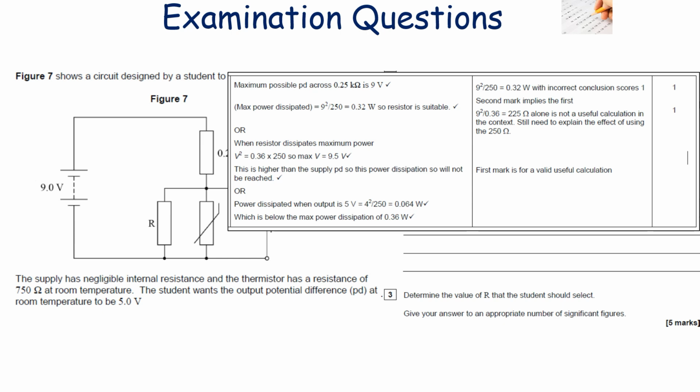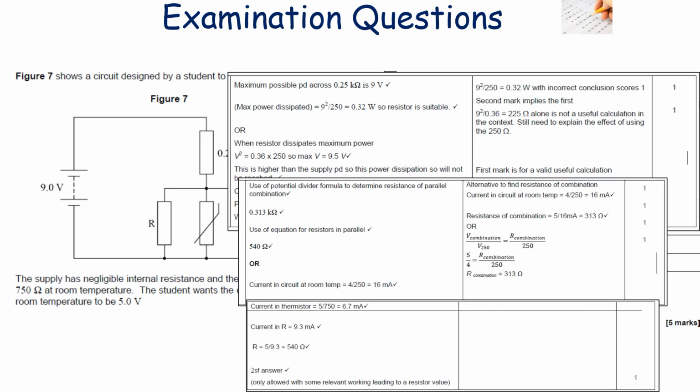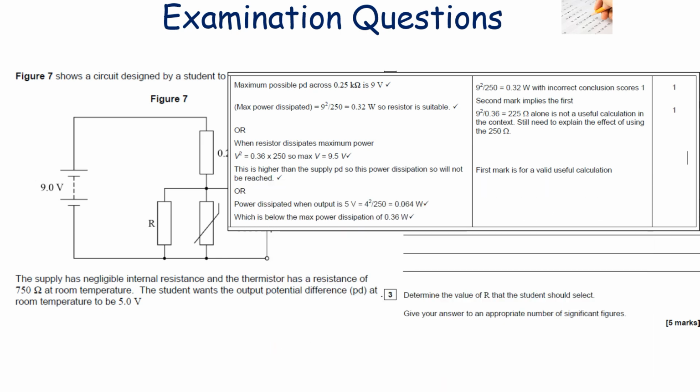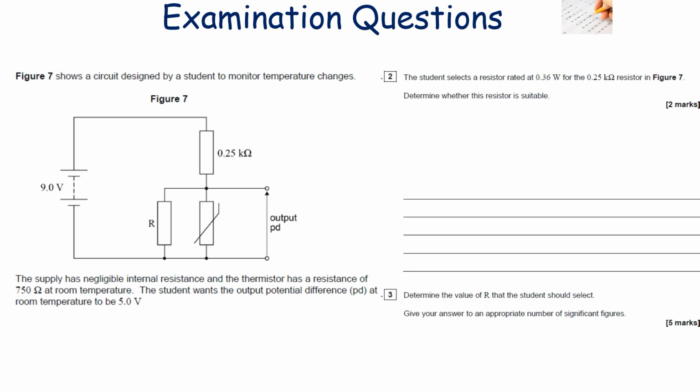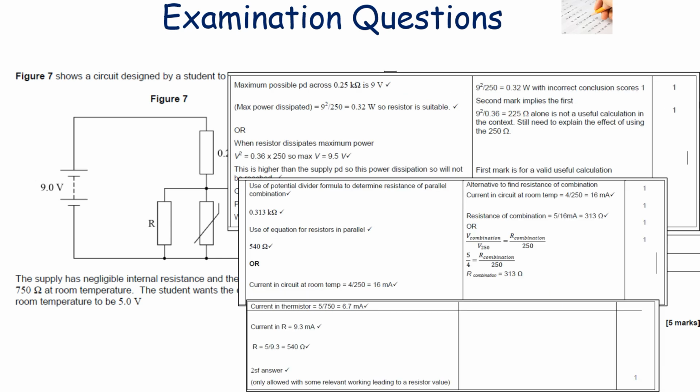Now the next one is asking about determine the value of R that the student should select. So firstly, what you've got to do is, if you look at this circuit, R and the thermistor are in parallel with each other. So you've got to remember you've got to use the parallel equation for resistors. So you know that 1 over RT is equal to 1 over R1 plus 1 over R2. So therefore we can use that to work out what the resistance is going to be.